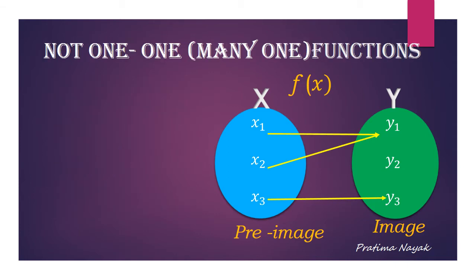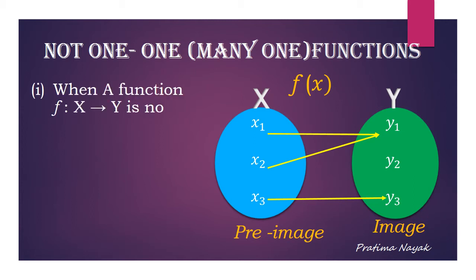Now second is not one-one. When a function f defined from X to Y is not one-one, it is many-one function. Please observe the ray diagram. You will see that x1, x2, both the elements have the same image y1 in Y. So this is many-one function. Many have image one.